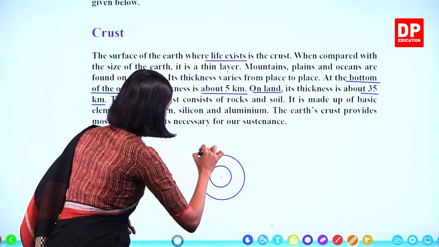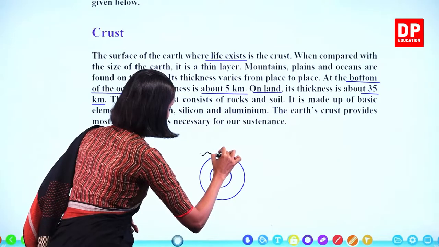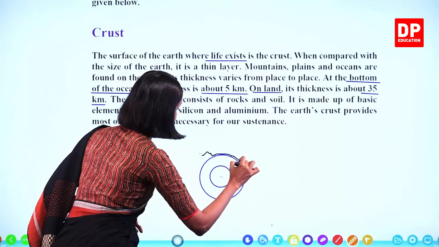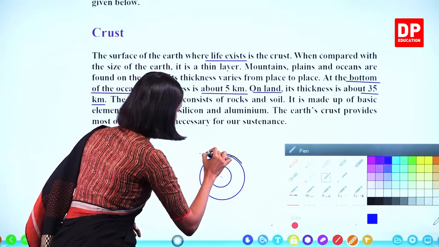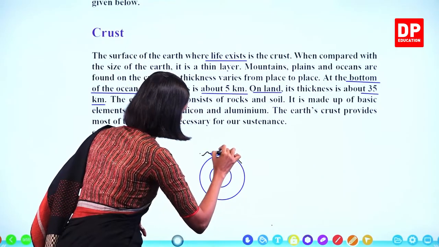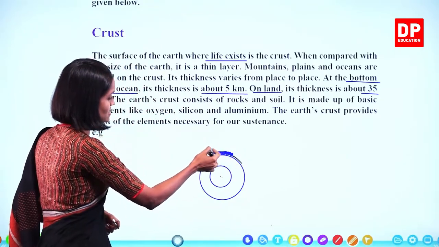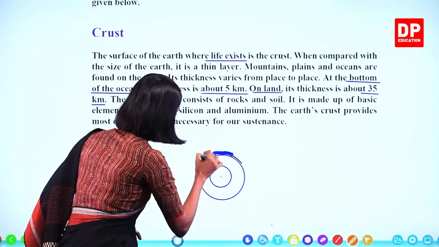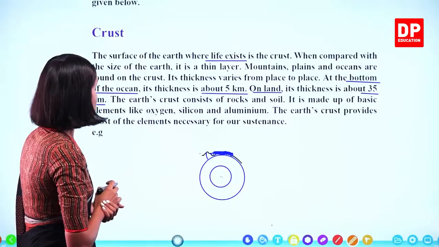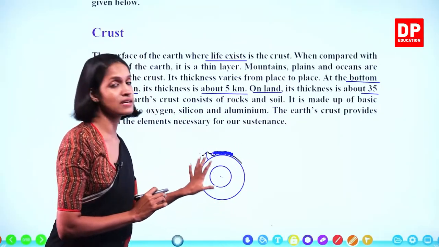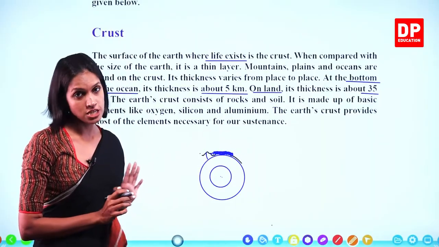Now let's say in mountain areas, its thickness increases, height. Let's say in ocean areas, its thickness is less. In that case, we can consider if these are ocean areas, these are the oceans. This is water. The thickness of the crust is less here, and in these areas, thickness is higher than these areas. Okay, so remember the thickness is always not the same around the earth in the crust. At different places, thickness is different.